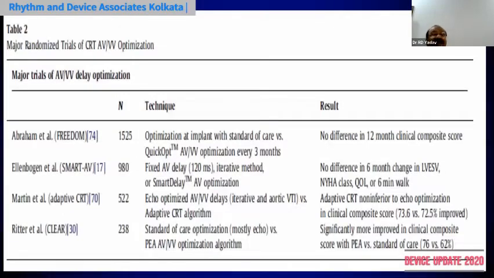And these are the trials, like the Freedom trial, Smart AV trial, and Adaptive CRT trial. Although Adaptive CRT trial has shown benefit, and some trials like the Clear trial have shown no benefit, clearly those who do not respond with the standard technique respond with the AV and VV optimization.